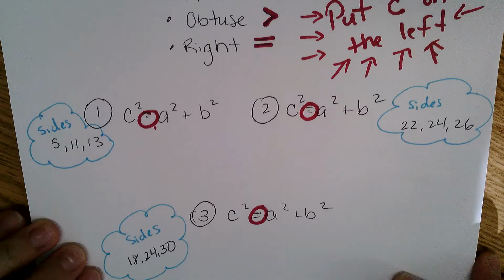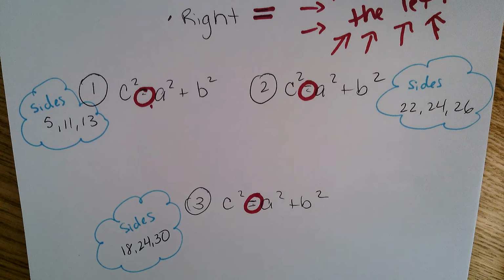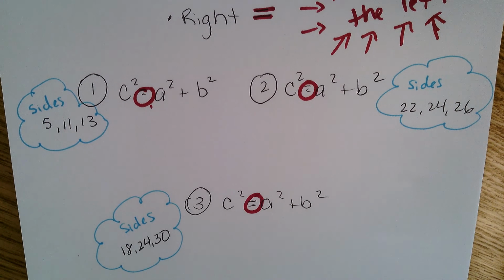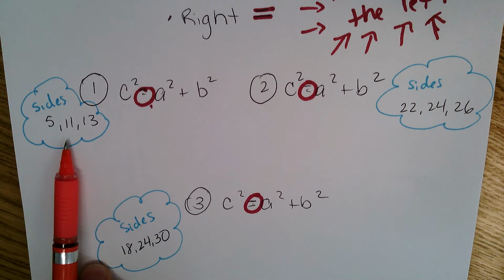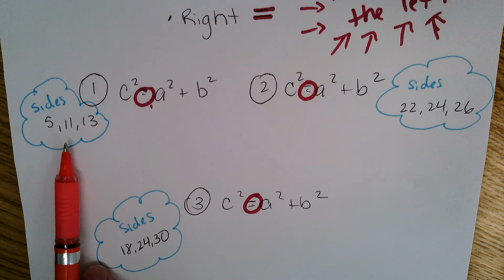All right, so here's three examples. One of them is going to be acute, one of them is going to be obtuse, and one of them is going to be right. As long as I did my math right, we're good. All right, so first off, I'm going to give you three side lengths. Notice there's no triangles, because I'm not going to tell you what kind of triangle it is yet. We're going to go and put them in there.